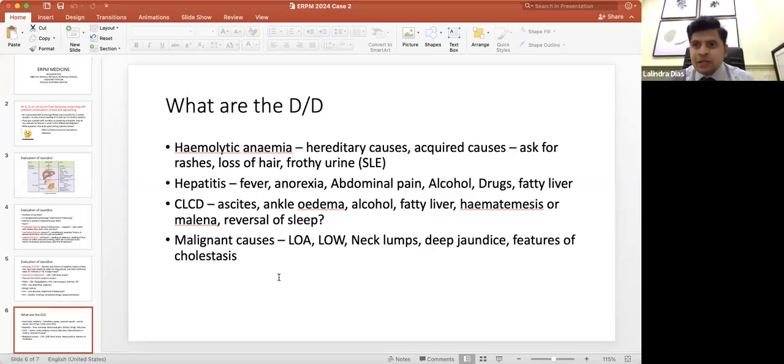Malignant causes, ask for loss of appetite, loss of weight, neck lumps, deep jaundice, features of cholestasis. So these things will favor those respective differential diagnoses. So what are the DDs? Hemolytic anemia, hepatitis, cirrhosis, and various malignant causes of jaundice like carcinoma head of pancreas, biliary carcinoma, what you call cholangiocarcinoma, hepatocellular carcinoma, right? Things like that.